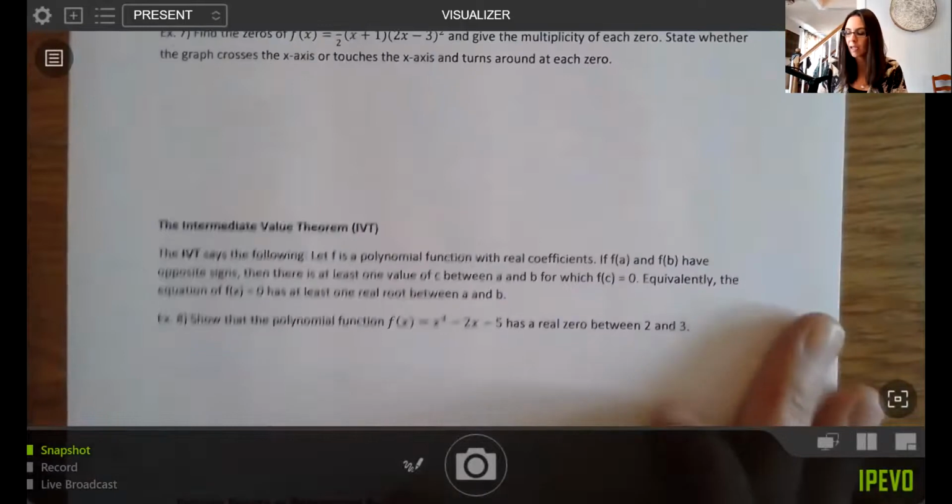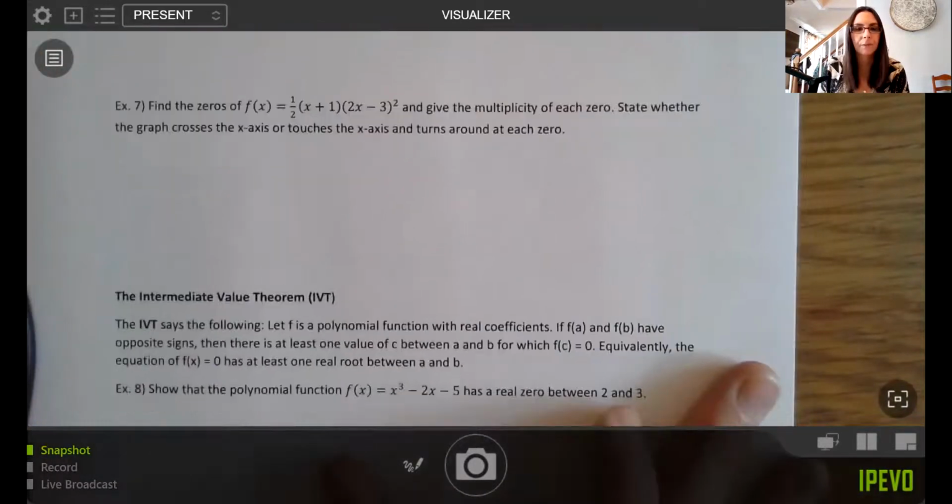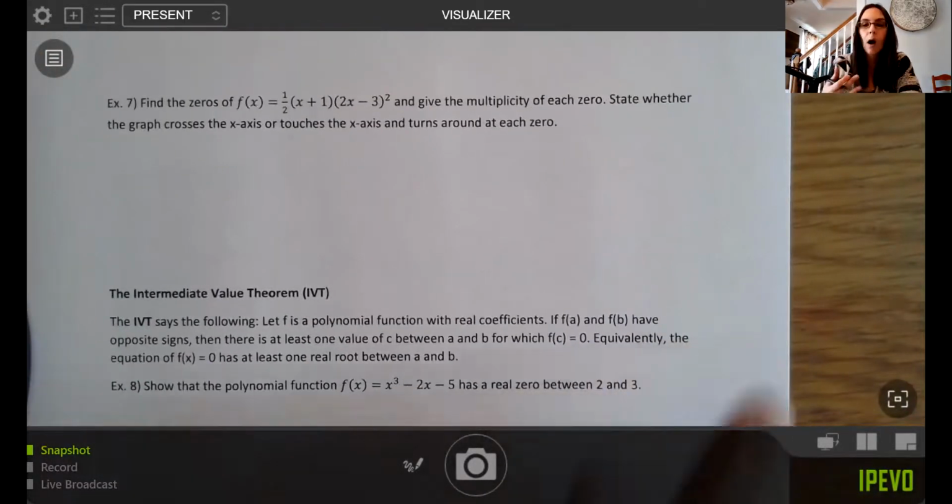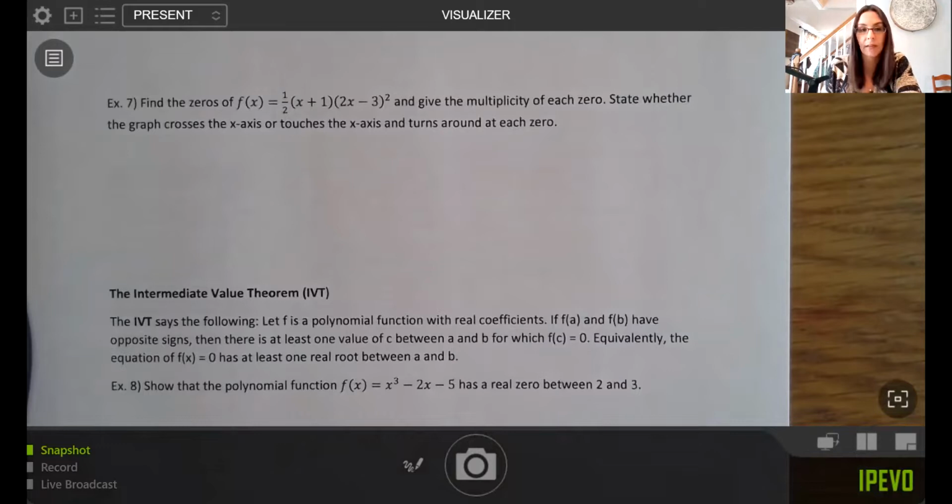All right, so let's try an example, and then we can also check with the graph too. So here we're already pre-factored. So we want to find the zeros of our polynomial and then give the multiplicity of each 0 and then state if it crosses or touches the axis.